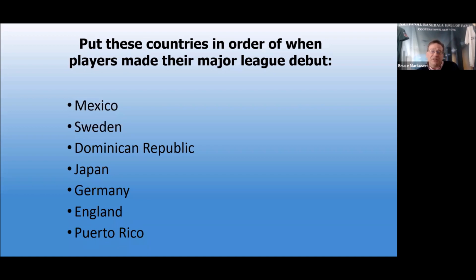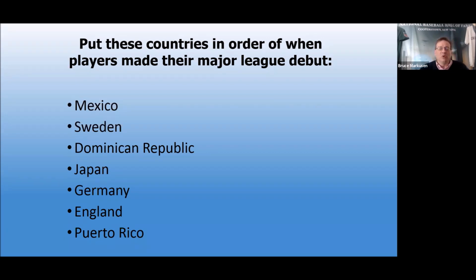Now, here we have a list of countries that have produced professional and major league players. And I want to ask you to do something. You don't have to do this on paper. This is something you can kind of do in your head for the next few seconds. Put these countries in order of when players made their major league debut. We have Mexico, Sweden, the Dominican Republic, Japan, Germany, England, Puerto Rico.